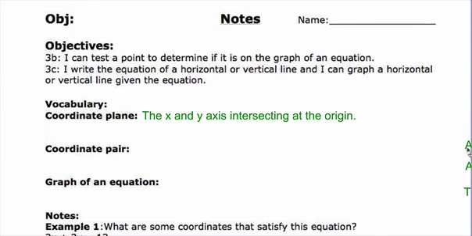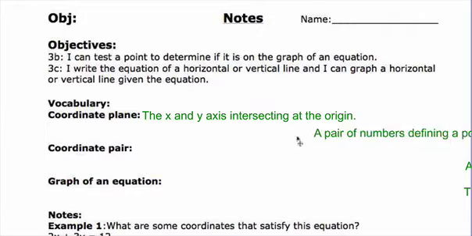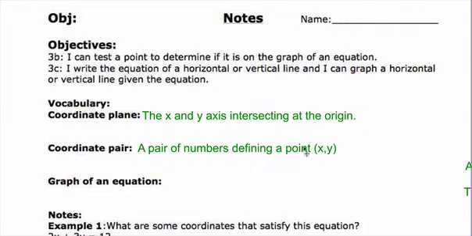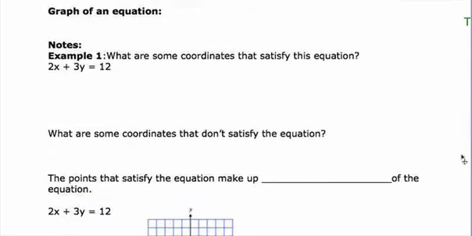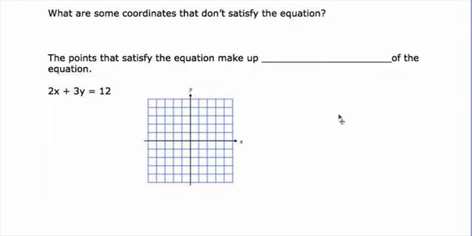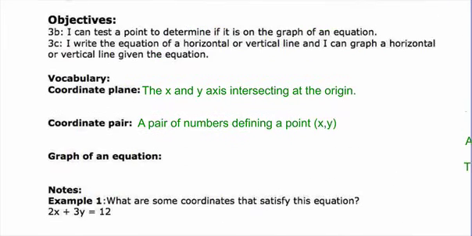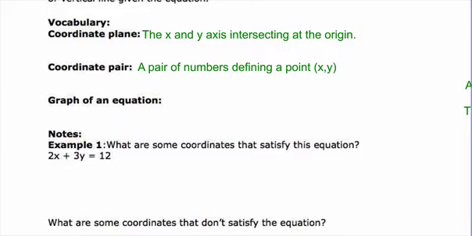So what is a coordinate pair or an ordered pair? A pair of numbers defining a point, and they're always written as (x, y) with parentheses around them, and they tell you one of the points on the coordinate plane. Okay. All right, and then what is a graph? Well, we're going to talk about that in just a second, what a graph of an equation is. But let's try these out first.